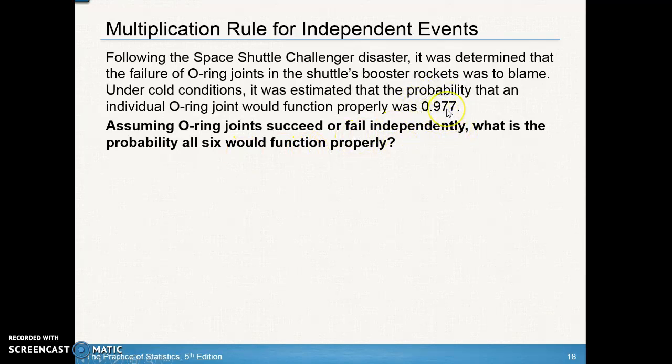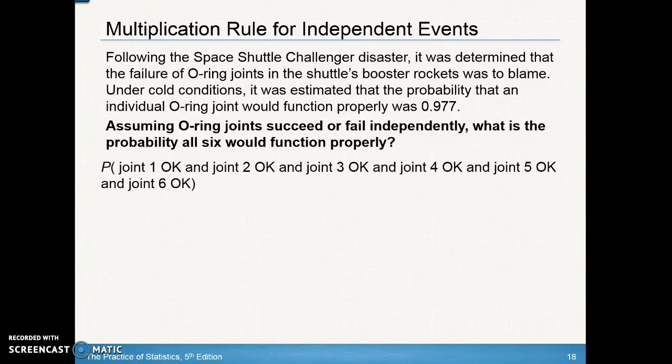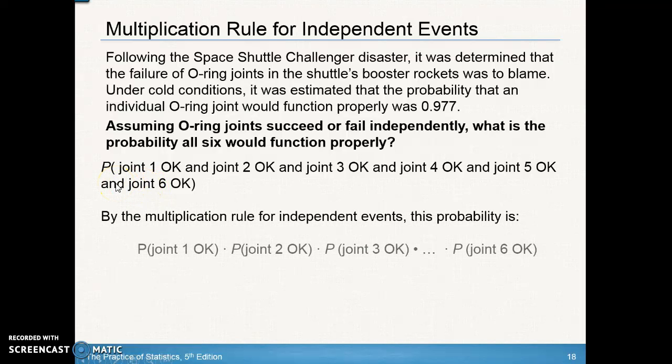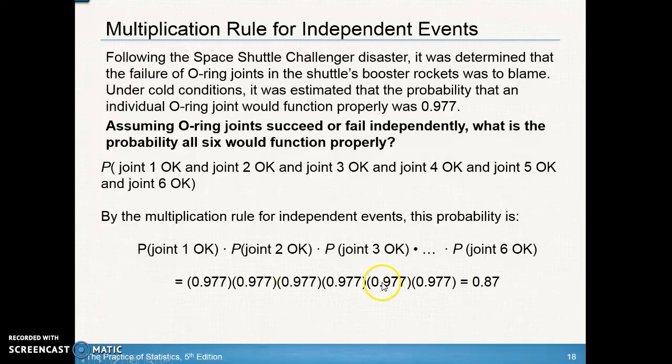All right, so each of them works independently. One working does not affect whether or not the other one is working. So this is like a giant independent question, a giant multiplication rule. It's saying the probability that joint 1 is okay, and joint 2, and joint 3, and joint 4, and joint 5, and joint 6. We're basically finding the probability of joint 1 times the probability of joint 2 times joint 3 times joint 4 times joint 5 times joint 6, which are all the same in this case, which is 0.87. So the probability that they would function properly is 87%.